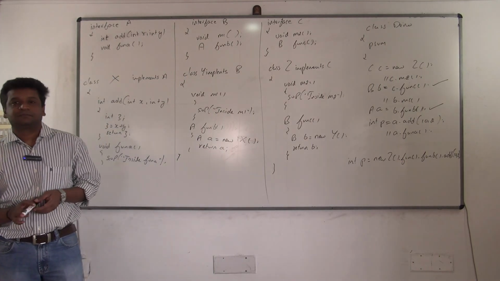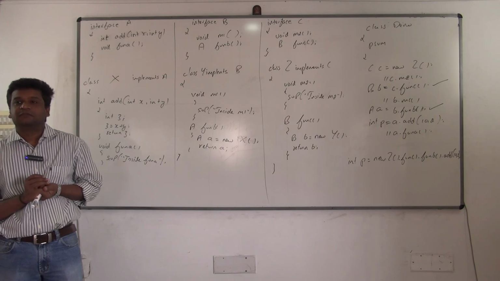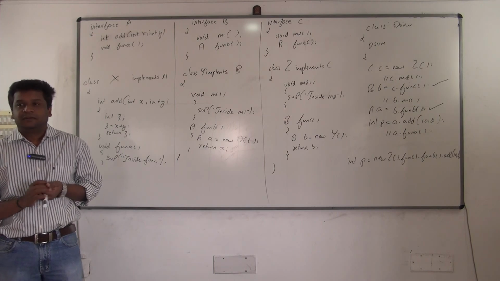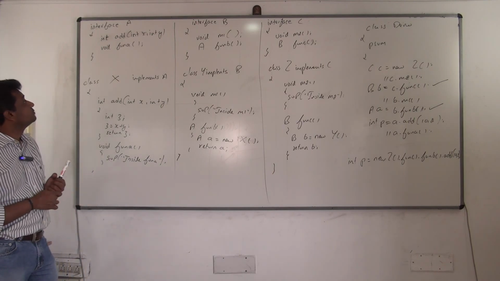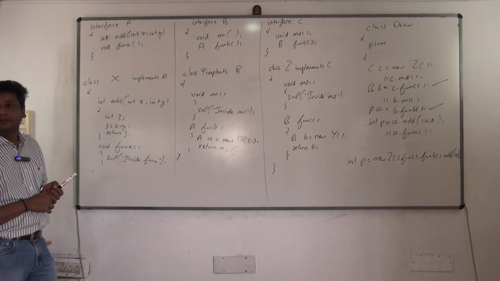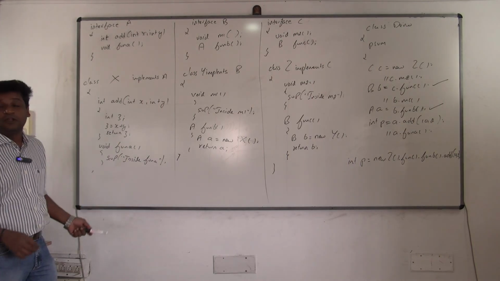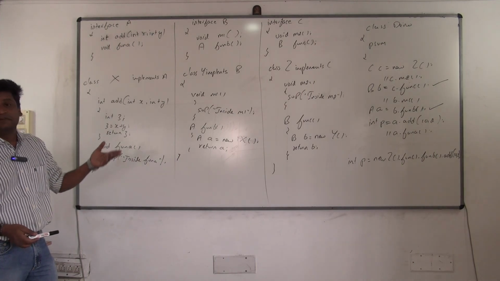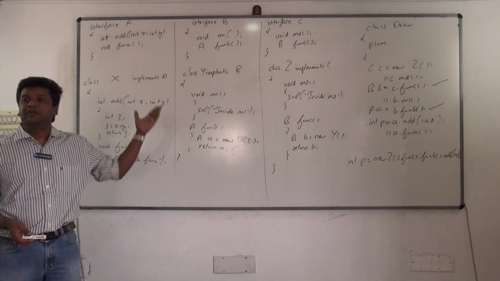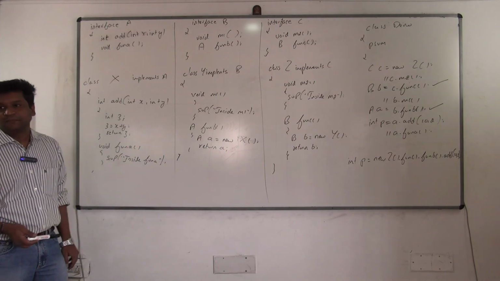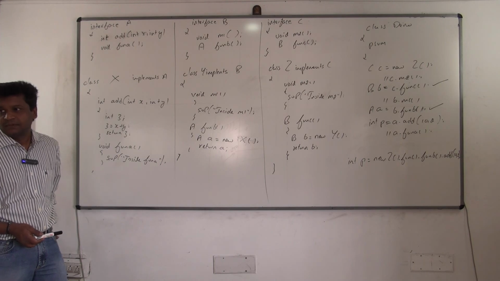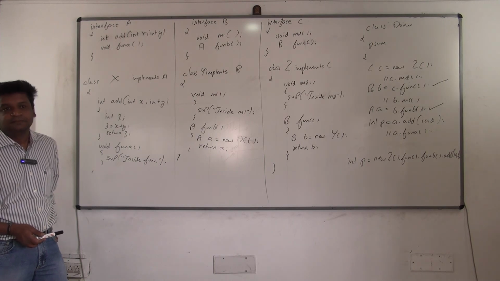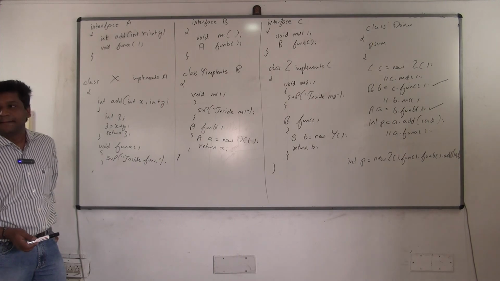Any questions? Clear now? Practice it, you'll understand. So totally how many classes are there now? 3 interfaces, 3 classes implementing the interfaces, and 1 demo class. So 7 classes, and 7 dot class files will be there. Clear? Okay, any questions with this example?